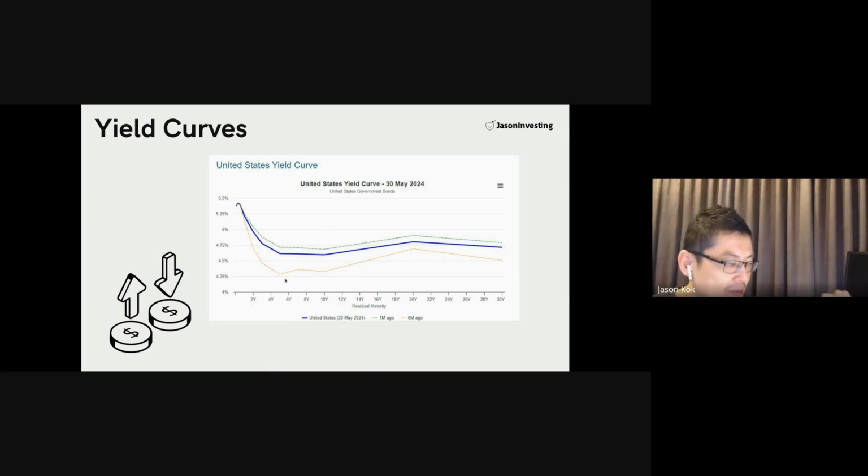If you think the rate is going to be different from what the yield curve is telling you, or if you think the interest rate is going to be lower, then you had better lock in the higher interest rate now. In the 10-year, you lock in this rate because you think the interest rate is going to go lower.